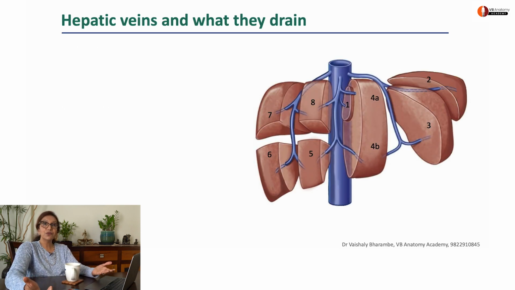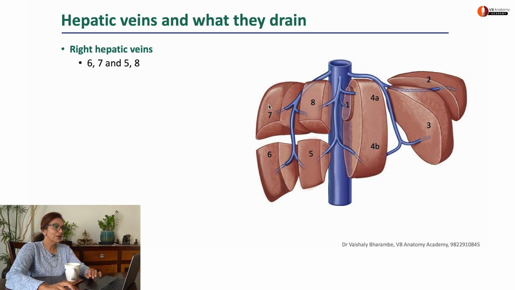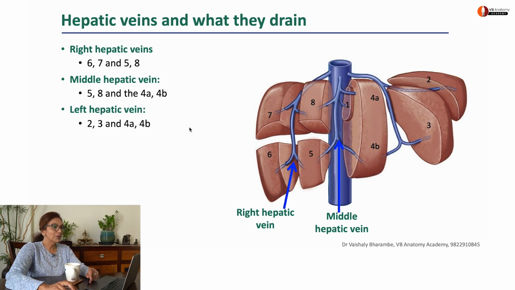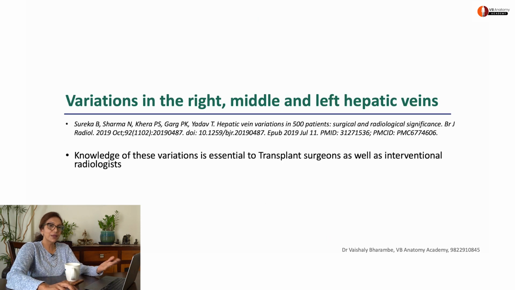Hepatic veins, and what do they drain? We know that the vertical sections of the liver were done by planes of hepatic veins. So the right hepatic vein drains adjacent sides of 6, 7, 8, and 5. The middle hepatic vein drains adjacent sides of 5, 8, 4A, and 4B. The left hepatic vein drains 2, 3, 4A, and 4B. One is said to be draining directly through Spigelian veins into the inferior vena cava. There are a lot of variations in this. You can read up about these variations in this and many other articles available.